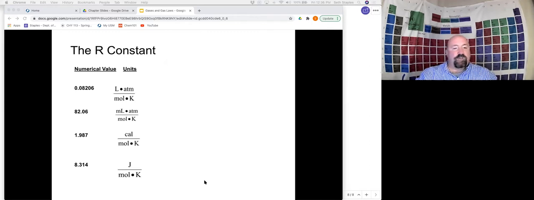Here are some different values of R. Typically, for R purposes, we're probably going to use this 0.08206 number. But different values of R just use different units. But we're typically going to use this one.